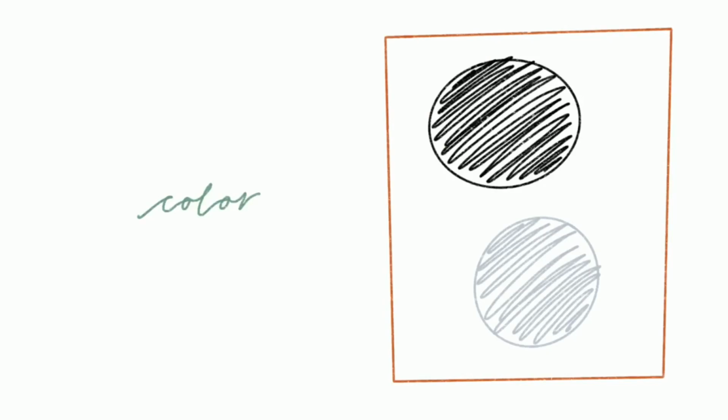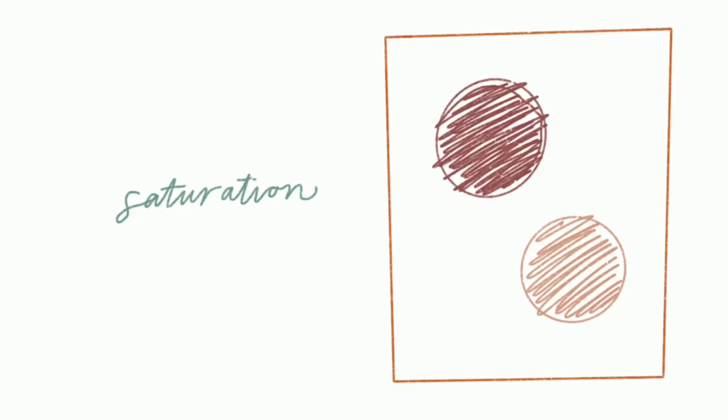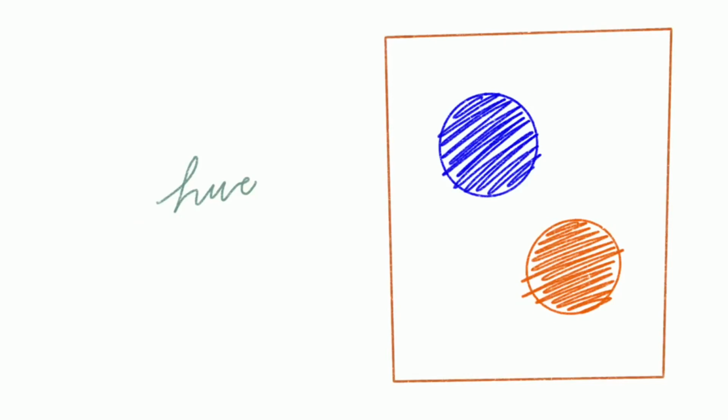For value, darker colors seem visually heavier in weight than lighter colors. Black is the darkest color and the heaviest weight visually, while white is the lightest color and the lightest weight visually. For saturation, more saturated, more intense colors are visually heavier than more neutral or duller colors. For hue, warm colors, such as yellow, orange, and red, have more visual weight than cool colors, blue, green, and purple.